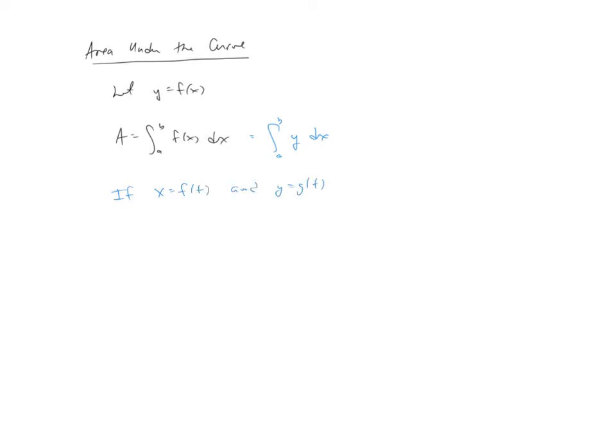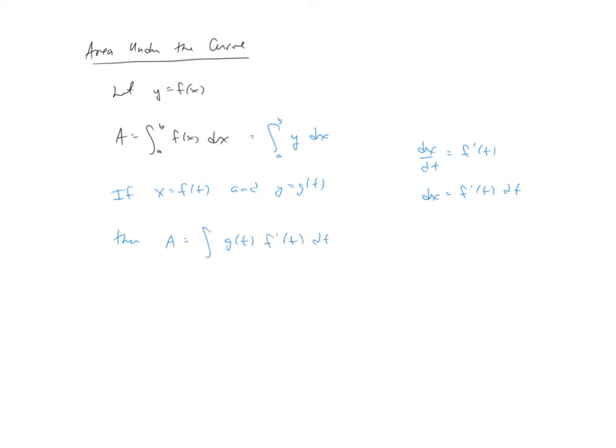equal g of t, then what we can say is that our area would be the integral where the y is going to be replaced with g of t, and the dx needs to be replaced as well. Now, we know that dx/dt is going to be f prime of t. So if we take the derivative with respect to t, that's going to be f prime of t. And if I move that dt over, then the dx is going to be f prime t dt. So I'm going to replace the dx right here with f prime of t dt.